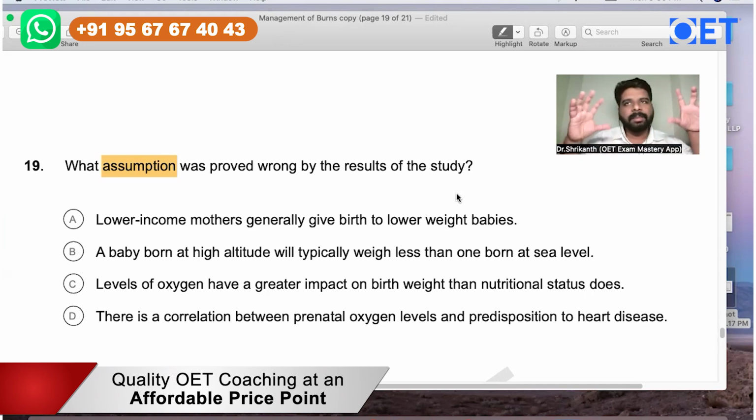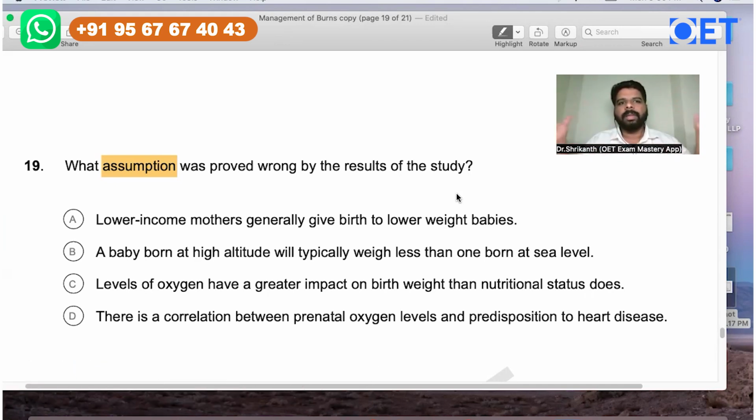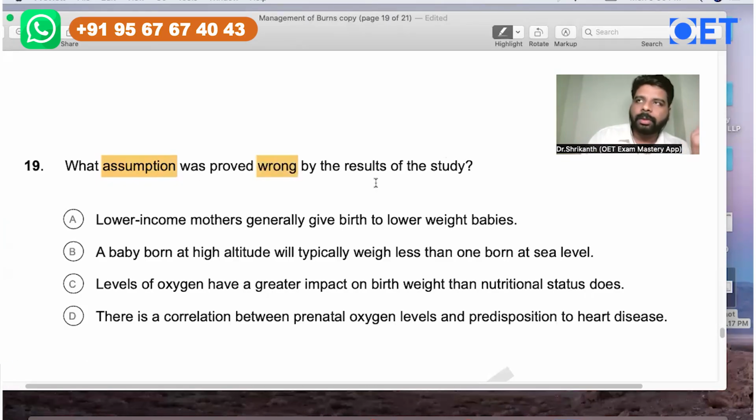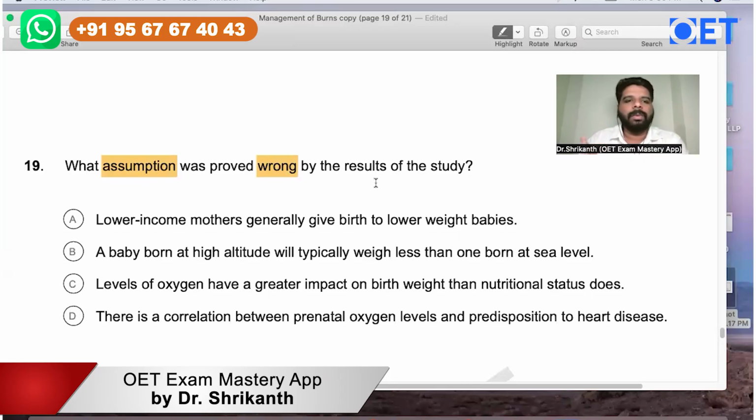So assumption basically means what? A belief system. Okay, so for a very long time, people actually believed one particular information. They assumed one particular information. But what happened? Suddenly, that entire belief system, that entire assumption was proved wrong. So all these years, what they believed was basically incorrect. And how did people come to this understanding? By the results of a study.